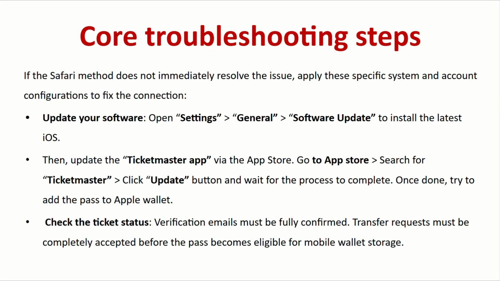Update your software. Open Settings, then go to General, then go to Software Update to install the latest iOS. Then update the Ticketmaster app via the App Store. Go to App Store, search for Ticketmaster, click the Update button, and wait for the process to complete. Once done, try to add the pass to Apple Wallet.